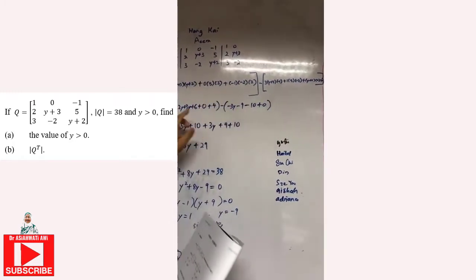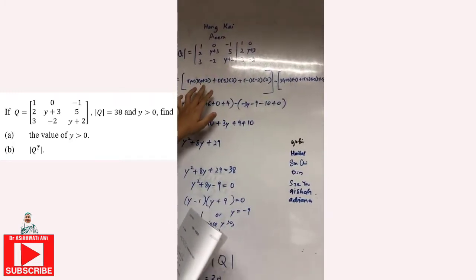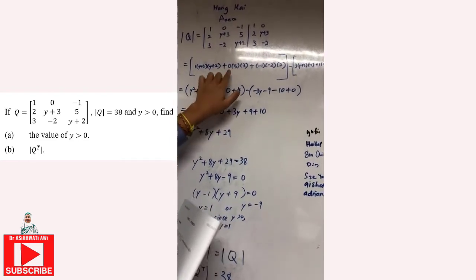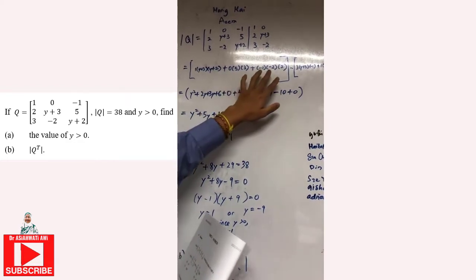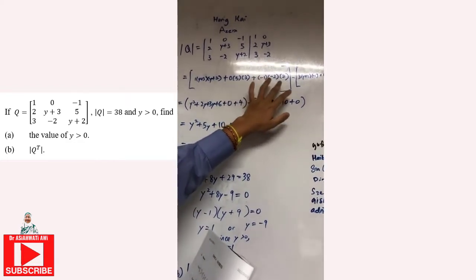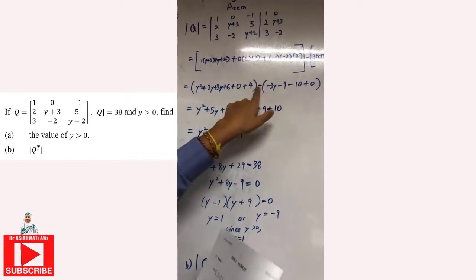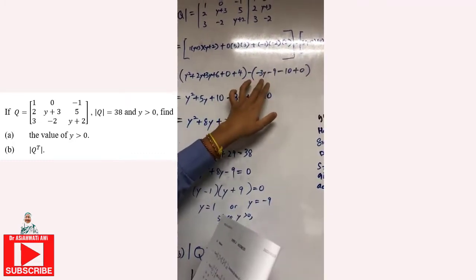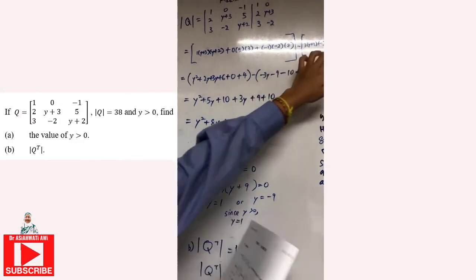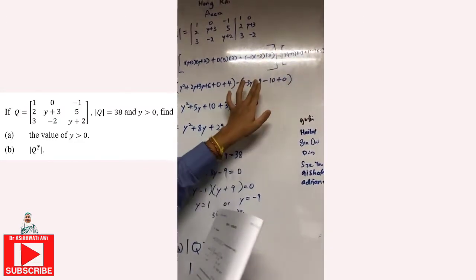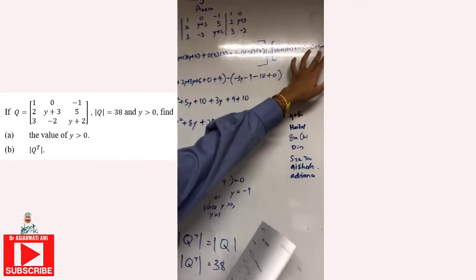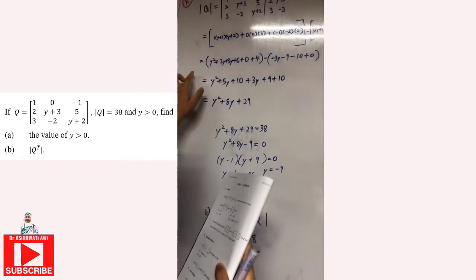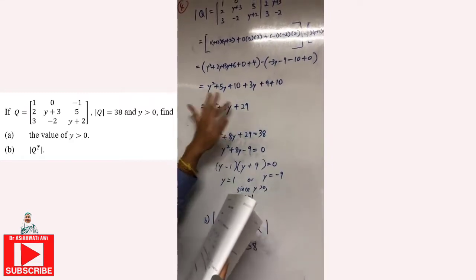And so we calculate y plus 3 times y plus 2, we will get y squared plus 2y plus 3y plus 6. This one times 0, so equal 0. This one negative 2 times negative 1 times 2, it will be 4. And minus 3 times y plus 3 times negative 1 will be negative 3y minus 9. 5 times negative 2 will be negative 10. And this one, y plus 2 times 0 will be 0. So we calculate, we will get the quadratic formula.